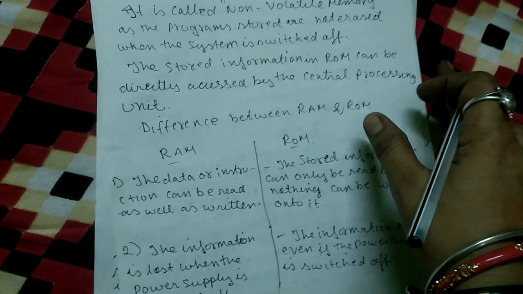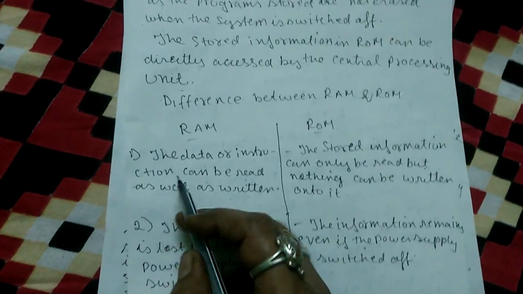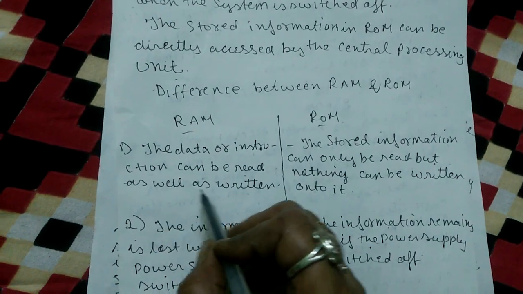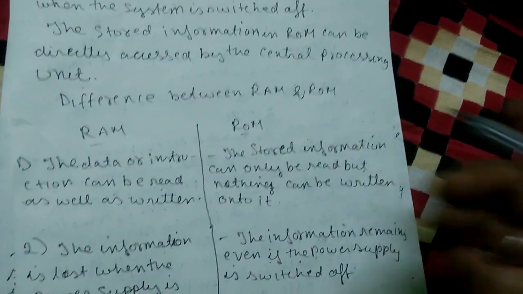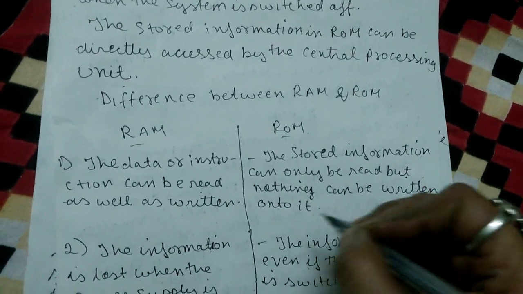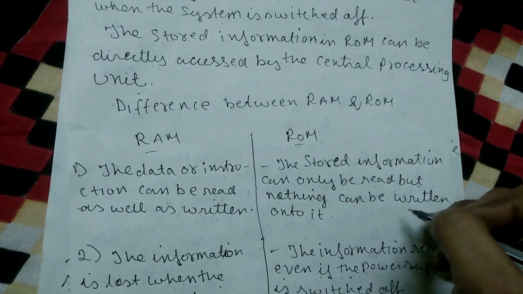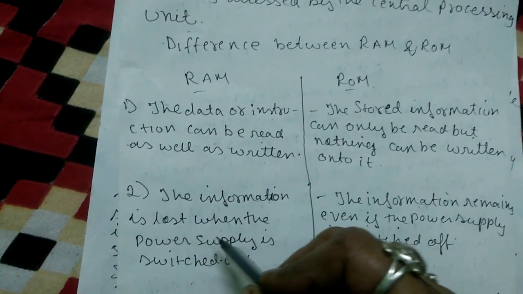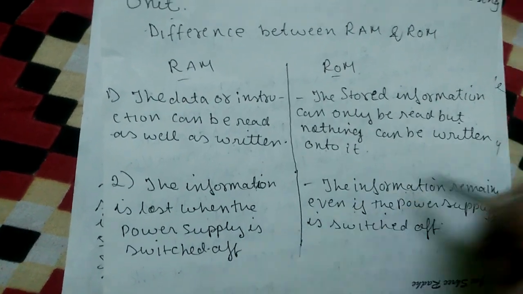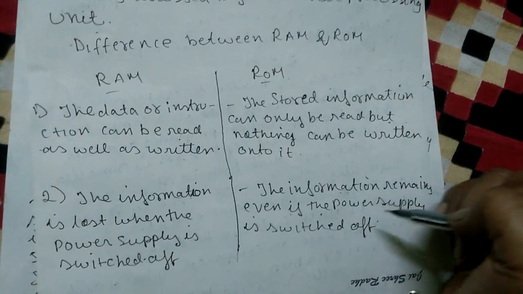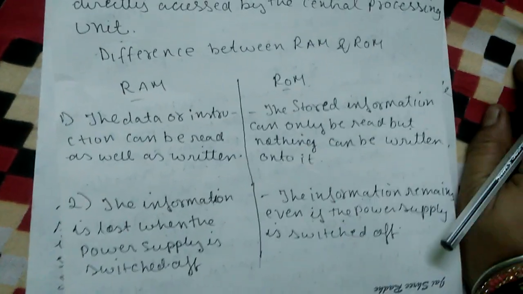Let us discuss more about RAM and ROM. In RAM, the data or instructions can be read as well as written. In ROM, the stored information can only be read but nothing can be written onto it. In RAM, the information is lost when the power supply is switched off. In ROM, the information remains even if the power supply is switched off.